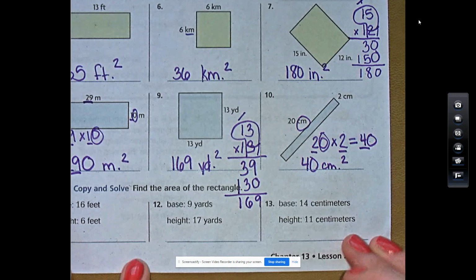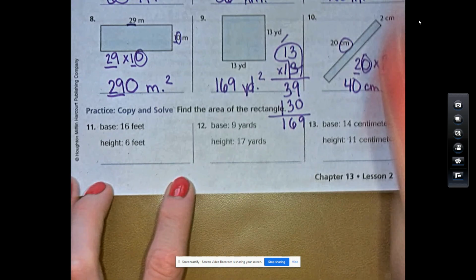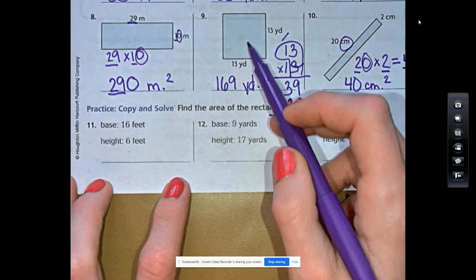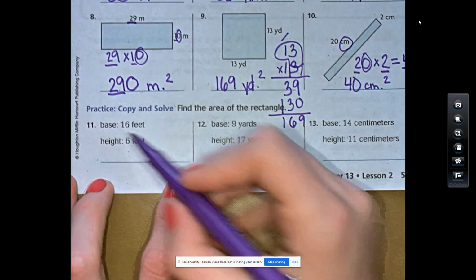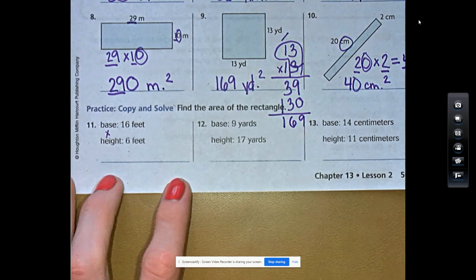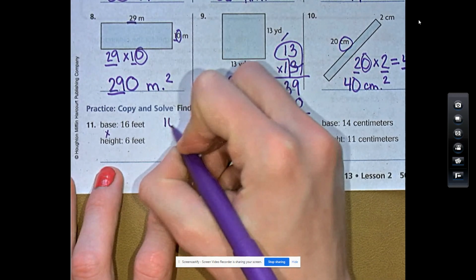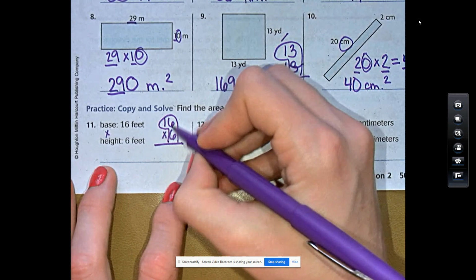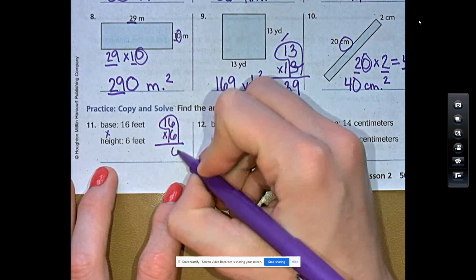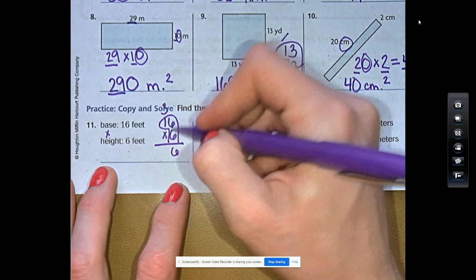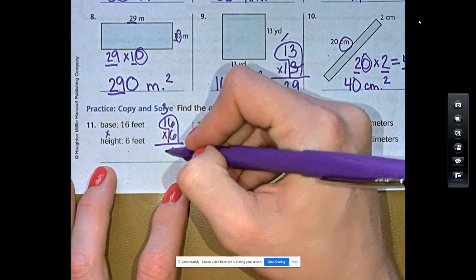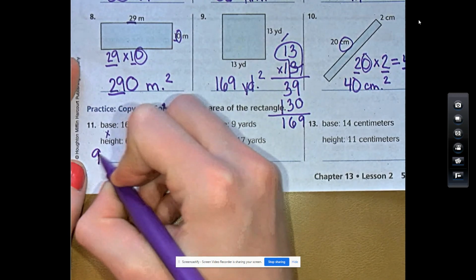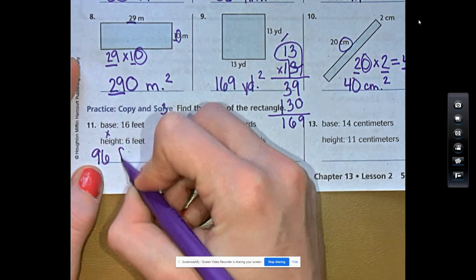Okay, now they just list the base and height for you and they don't show you a shape like this. Okay, but that's okay. We don't really need it. It's just base times height, right? So 16 times 6. It's a small turtle head. 6 times 6 is 36. 6 stays, 3 goes up. 6 times 1 is 6, plus 3 more is 9. 96. What's my unit? Feet squared.